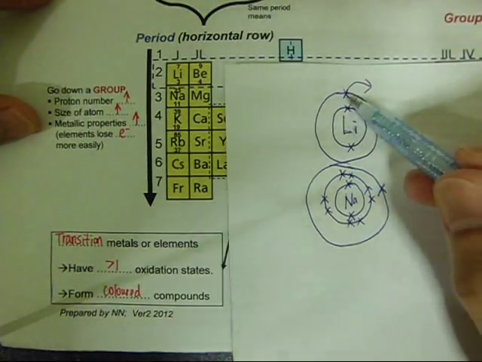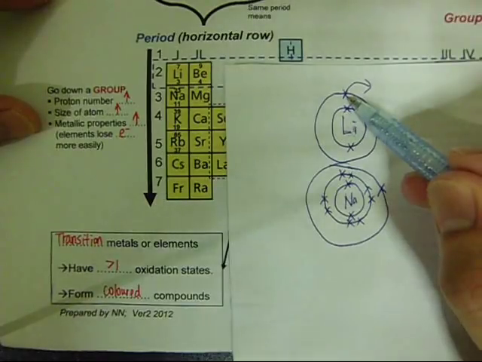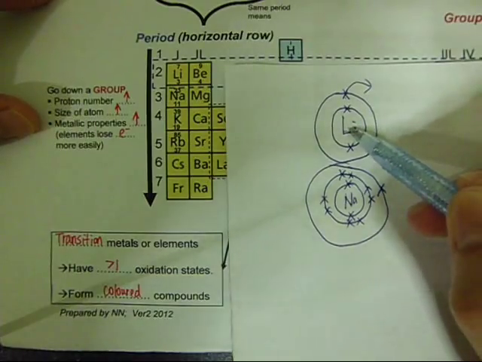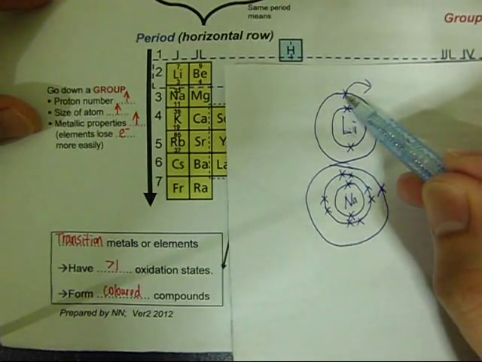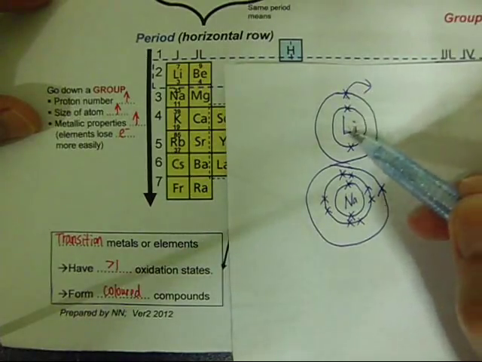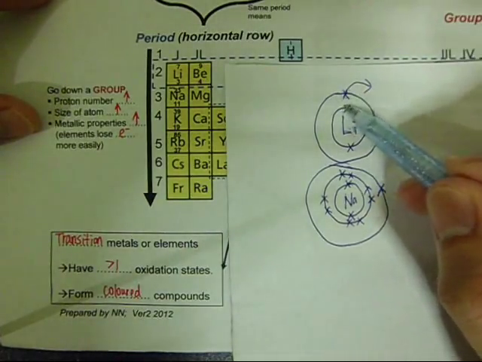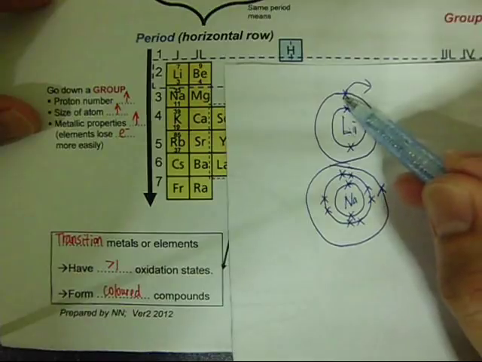For lithium, the valence electron is in the 2nd electron shell, meaning that it is closer to the nucleus. That means the attraction forces between the nucleus and the valence electron in lithium are stronger, and it is harder for lithium to lose this valence electron.